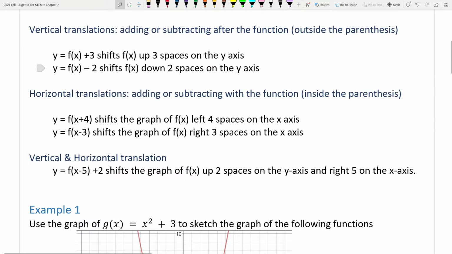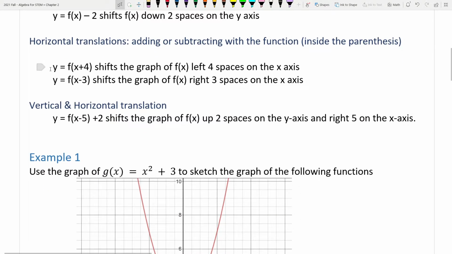If you add or subtract to the outside of the function, you're going to shift it up or down. So if y equals f of x plus 3, then the graph of f of x will be shifted up 3 units in this equation. If you do f of x minus 2, then now you're going to shift down 2 units.